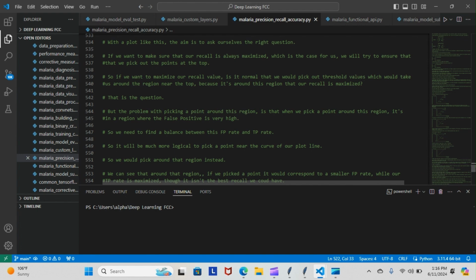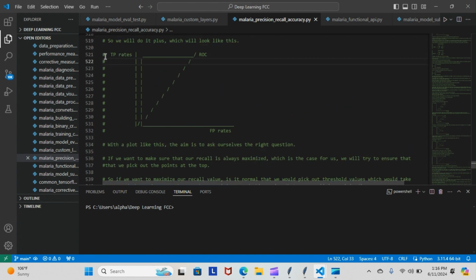Like I said, we're going to pick around this region instead of trying to go all the way to the top of the TP rate, which is here. We would try to land somewhere here. So we pick a point around this location, we trace it all the way back down. You can see we have a very low false positive rate, which we want, but we still maintain a high true positive rate.